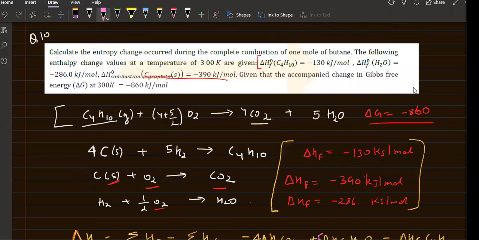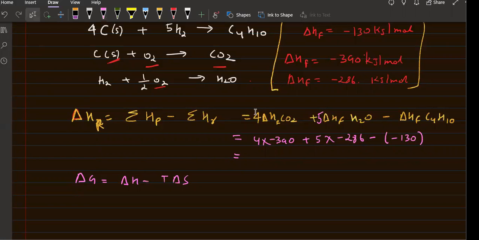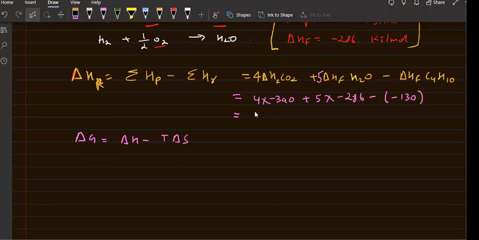And what is being asked? Entropy change. Can you calculate delta S, which is delta G, minus 860, minus delta H? We will calculate delta H of reaction divided by temperature. Can you do this? Did you get this problem, everyone?